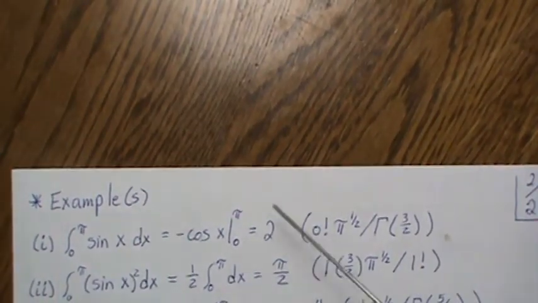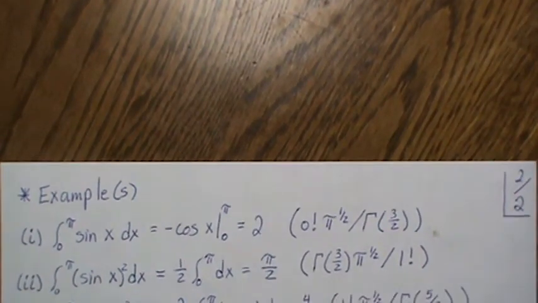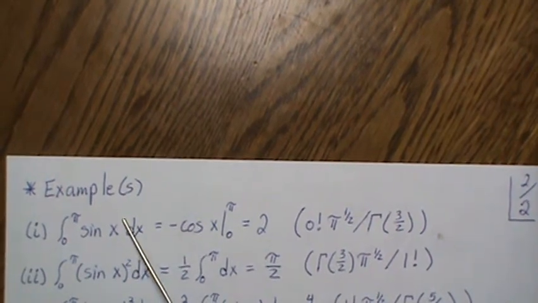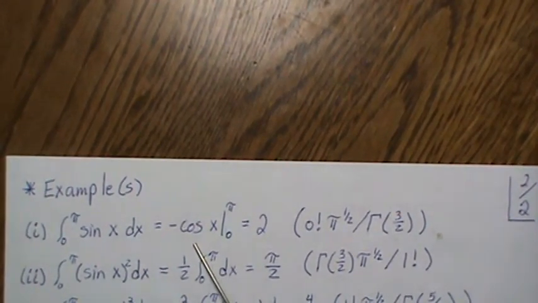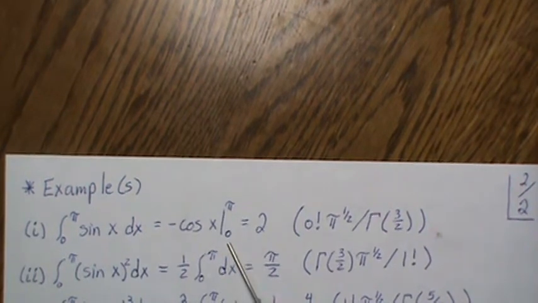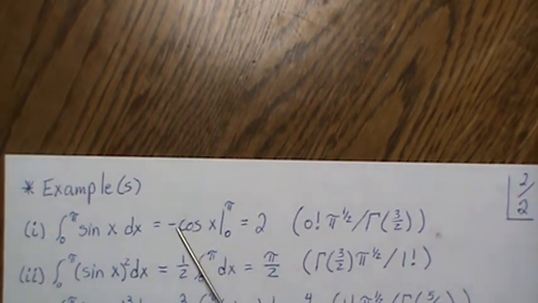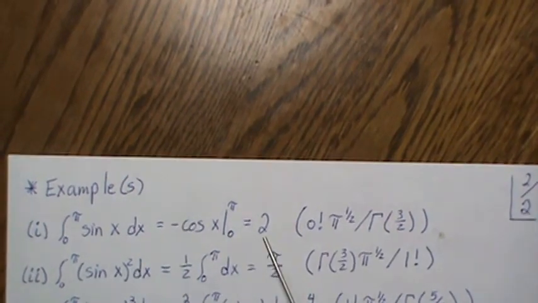Now, one approach, I'll illustrate this in a second. So when n is 1, then we can just evaluate this. The antiderivative is minus cosine, evaluated from 0 to pi. That's 1, but with the minus, we get 2. Now this can be rewritten in this form: 0 factorial pi to the 1/2 over gamma of 3 over 2. And you'll see why this becomes important in a second.